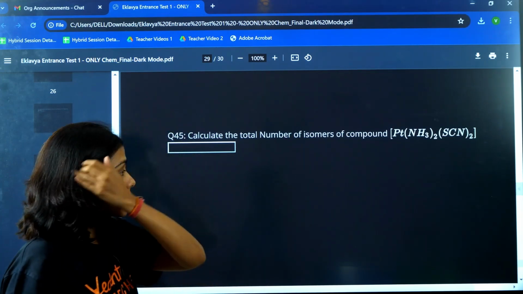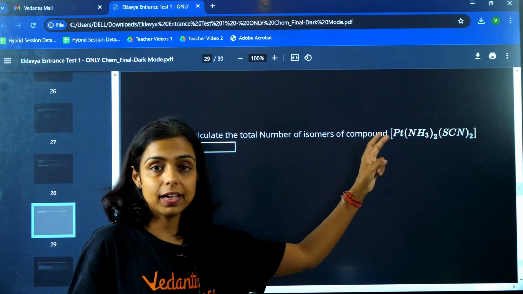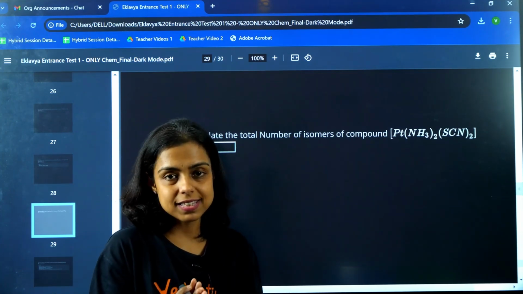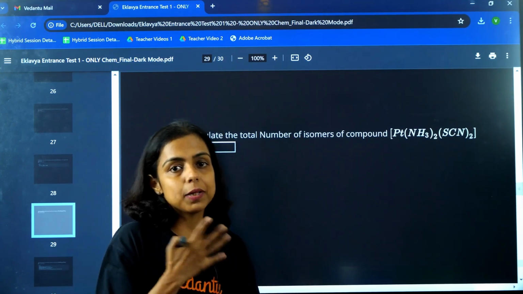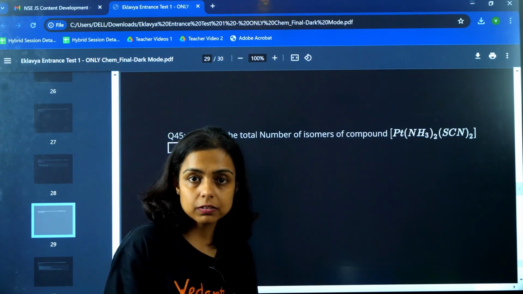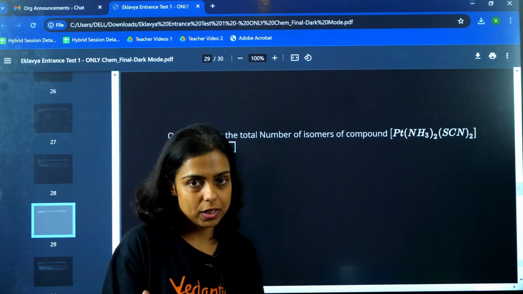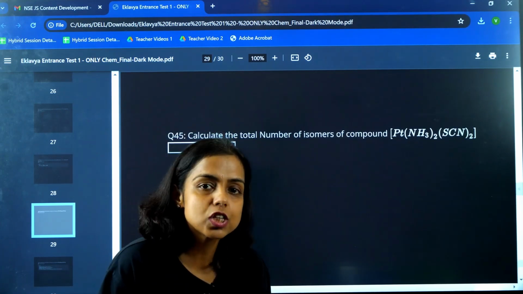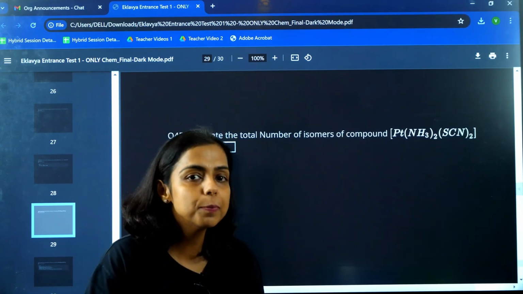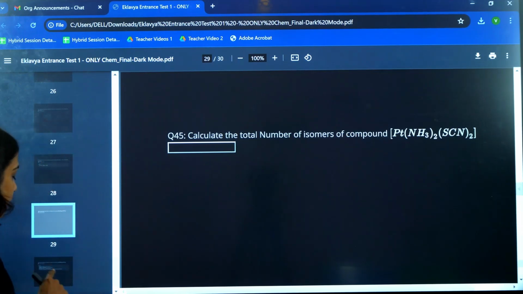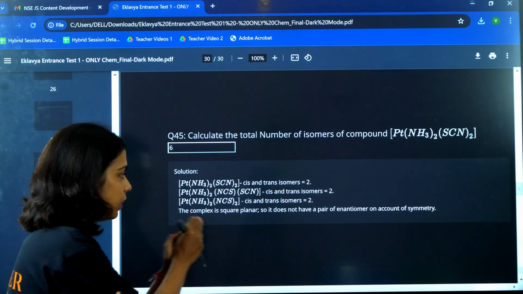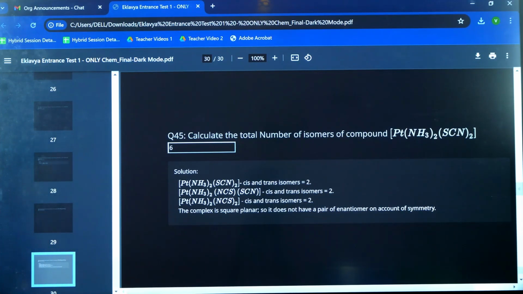So guys, you can see here you have two NH3 ligands and you have SCN. Please take SCN. One can be thiocyanate, one can be isothiocyanate. Both can be thiocyanate and both can be isothiocyanate. So taking all the probabilities and considering geometrical isomerism, cis trans in each case, we can get total number of isomers, that is 6.